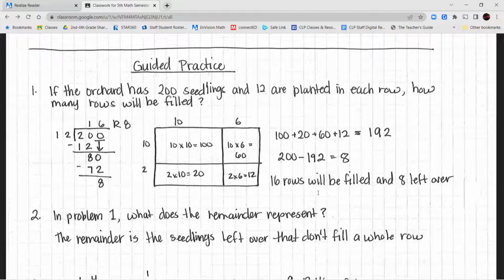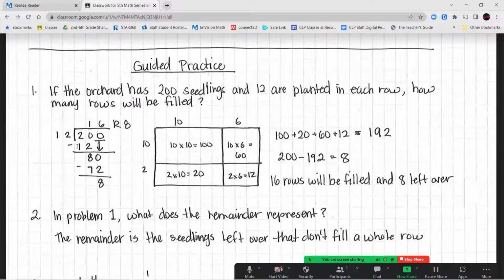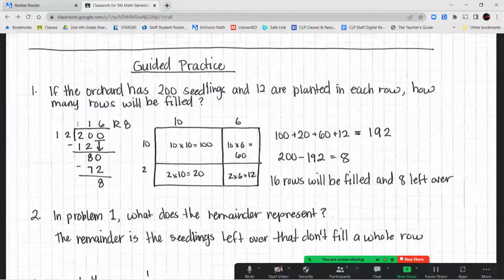Well, there's only one group of 12 in 20. So 12 tens is 120. I can't do 12 times 20 because 12 times 20 is 240, or 12 times 2 is 24, because remember, we're working in the tens place. So I can't do 2 over here because that would be greater than the number I'm working with.